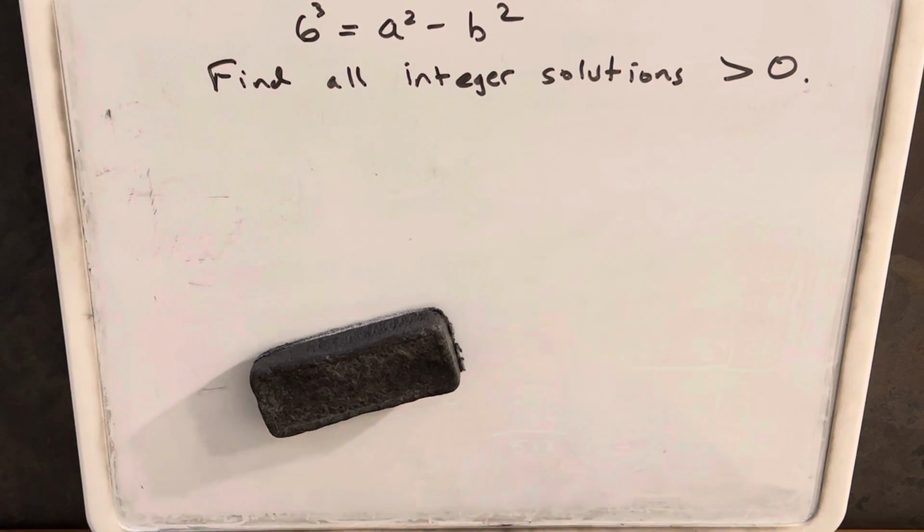Hi, I have a problem on the board here. We have 6 cubed equals a squared minus b squared, and we're asked to find all integer solutions greater than 0, so all positive integers for a and b.